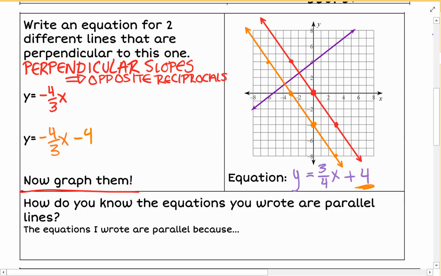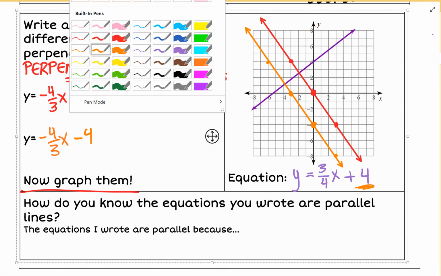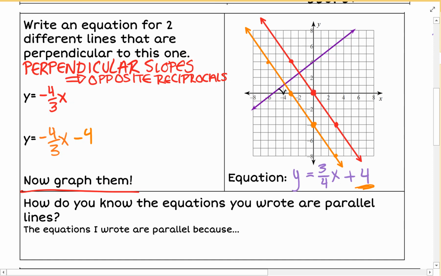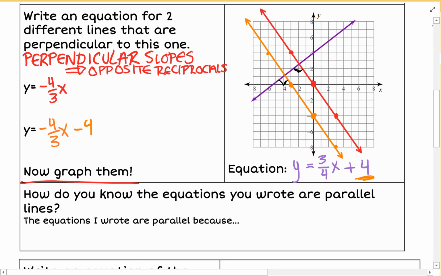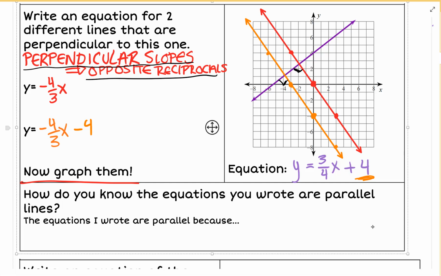Ooh, these do look like they are perpendicular lines. I think these are making right angles. But it's not enough for us to just look at it. We have to be able to prove it based on the tools that we have. And the tools that we have tell us that perpendicular slopes are opposite reciprocals.